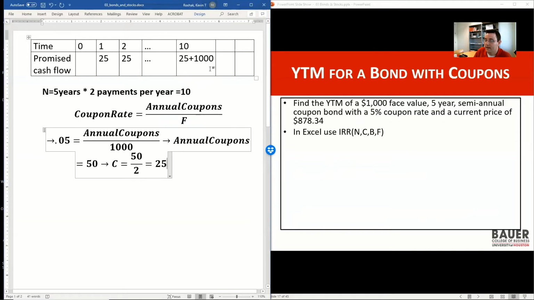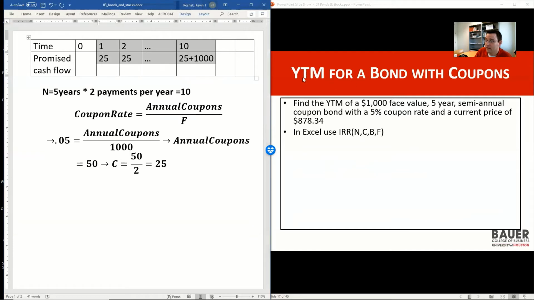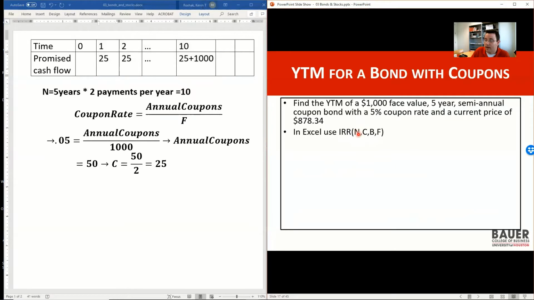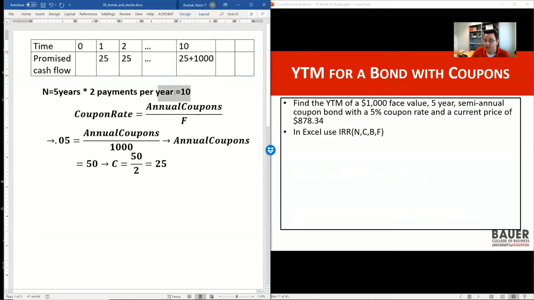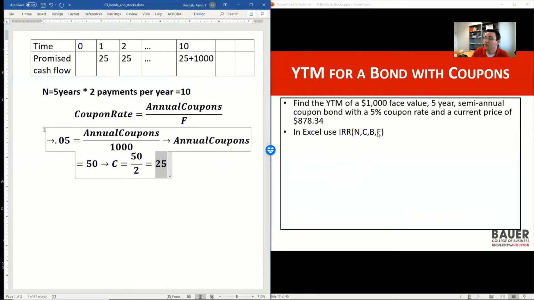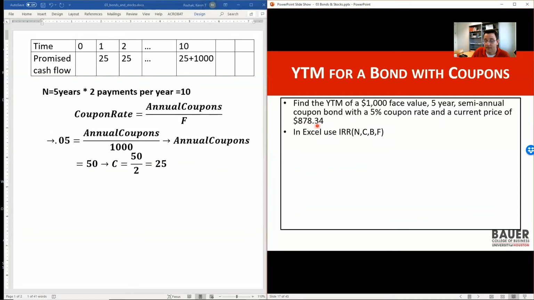Now we need to find the IRR. That's the question here: finding this yield to maturity, which we know is an IRR. So how could we do that? Well, we could use this IRR function in Excel or on your financial calculator. How many payments do we have? We figured that out, we've got 10 payments. What's the size of each payment? It's 25. What's the price of the bond? That's given as 878, so that would be B. And what's the last payment that we're getting? That's F, $1,000. So you can plug all of that into your calculator to get an IRR of 4%.